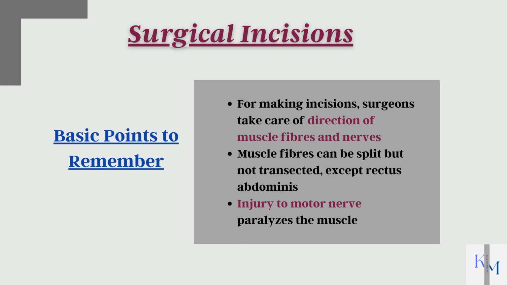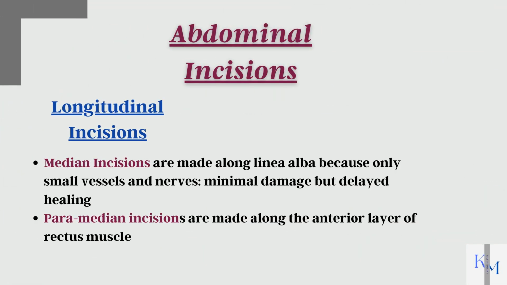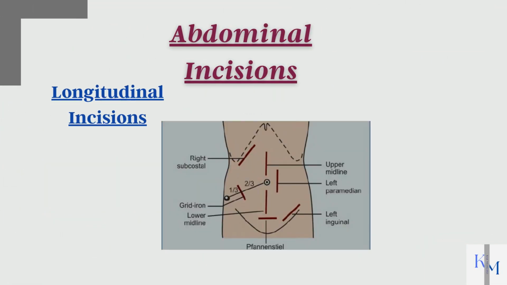Now coming to different types of incisions. There are 3 types. There are longitudinal incisions, oblique incisions, and transverse incisions. Just look at this picture over here. At this level, you should know which incisions are made in different surgical procedures. Firstly, longitudinal ones. These include 2, median and paramedian incision.